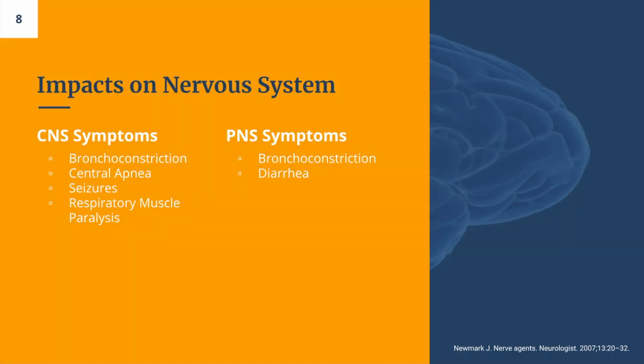Sarin can also lead to death. Disruption of cholinergic receptors in the central nervous system can result in the physiological symptoms of bronchoconstriction, central apnea, seizures, and respiratory muscle paralysis. Similarly, the disruption of cholinergic receptors in the peripheral nervous system can result in physiological symptoms of bronchoconstriction or diarrhea.